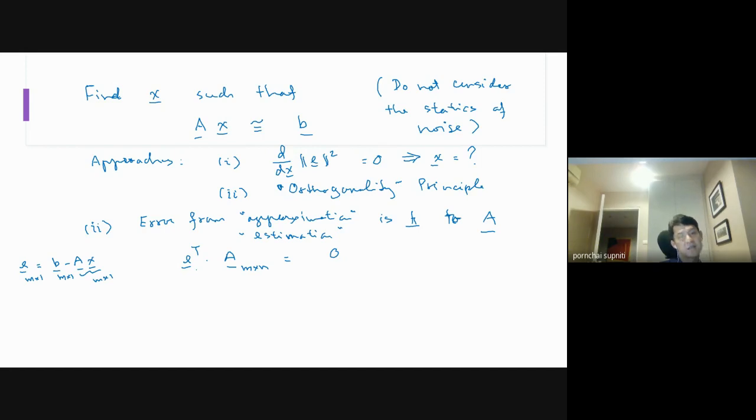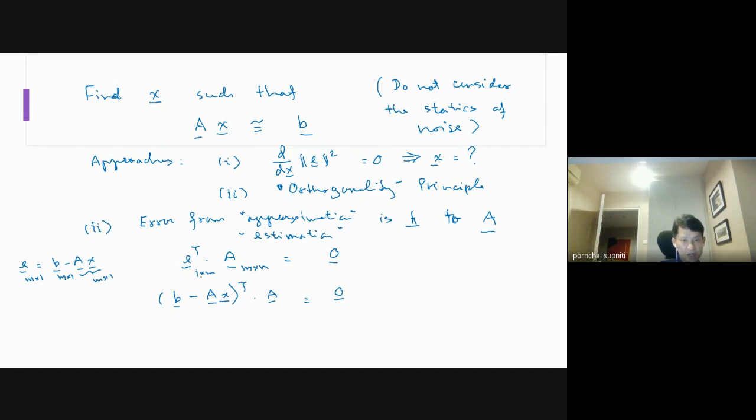So E transpose is 1 multiplied with M. So the dimension here is 1 multiplied with N. So this is a vector. And the error from approximation is just B minus AX. So we transpose, multiply with A, we get 0.